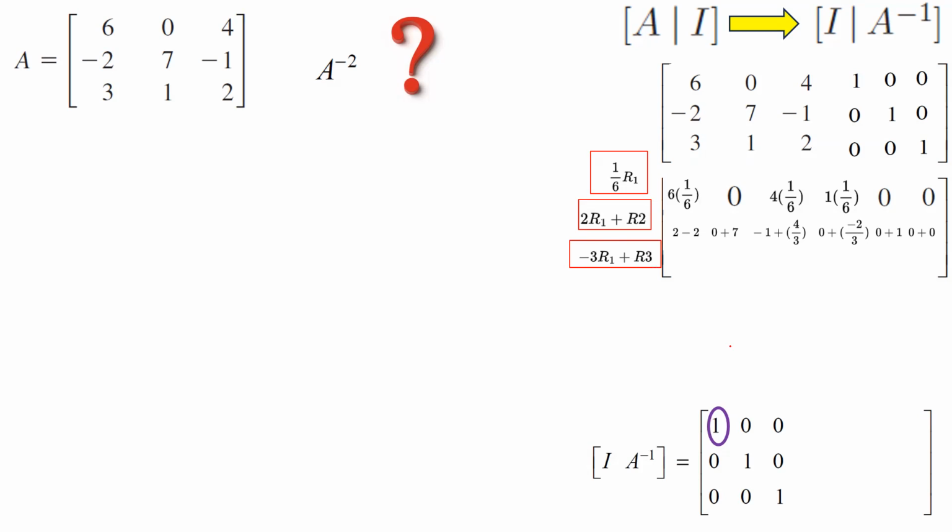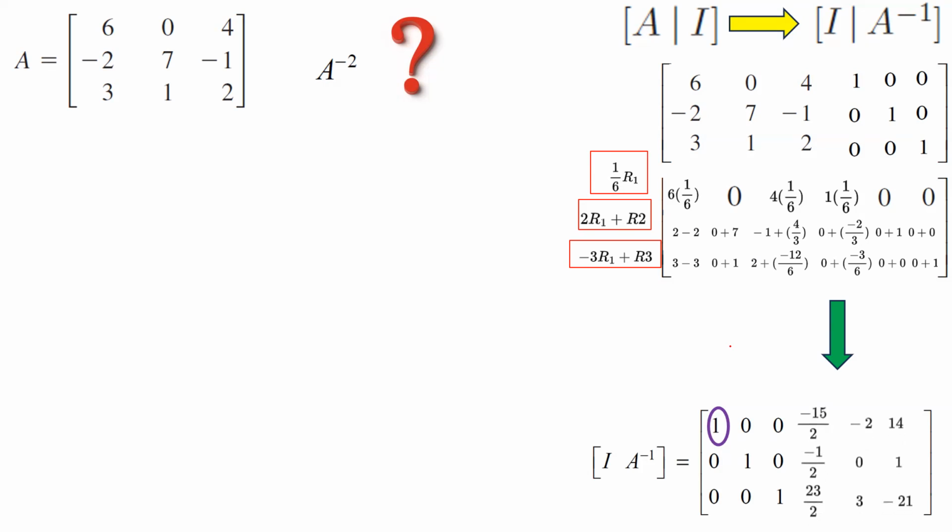Now multiply the first row by negative 3 and add it to the third row. You get 3 minus 3, 0 plus 1, 2 plus negative 12 over 6, 0 plus negative 3 over 6, 0 plus 0, and 0 plus 1. You're going to continue this process.